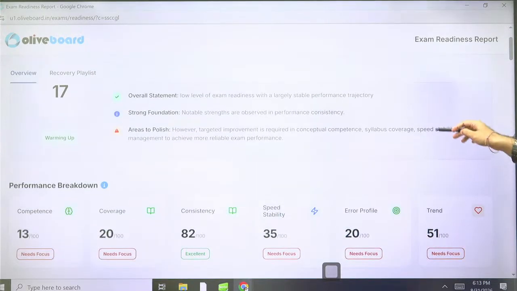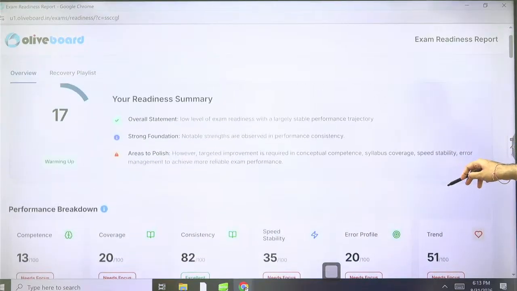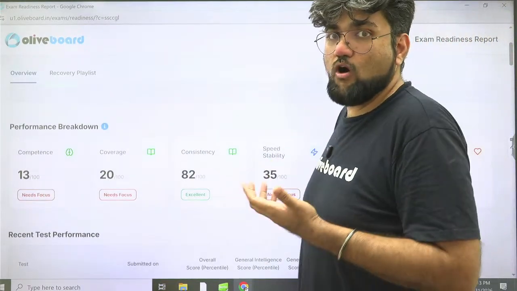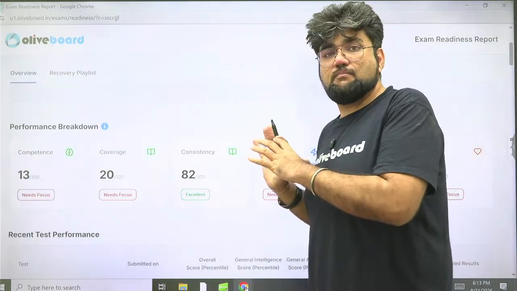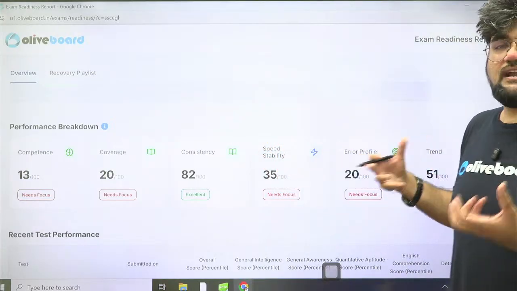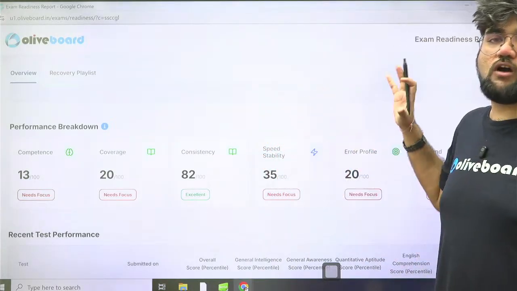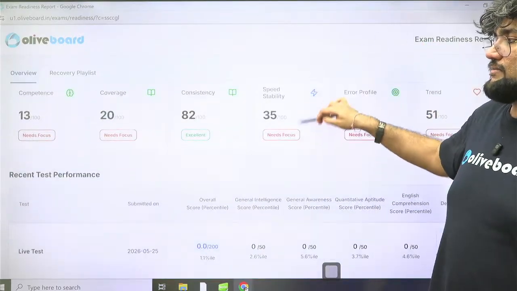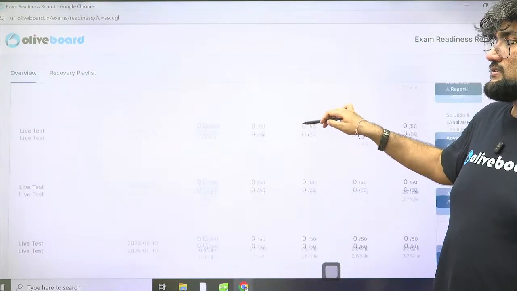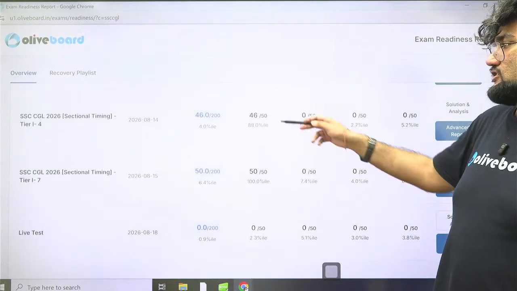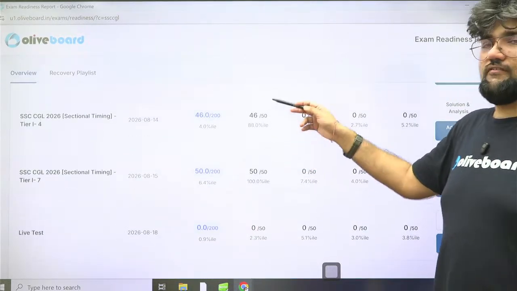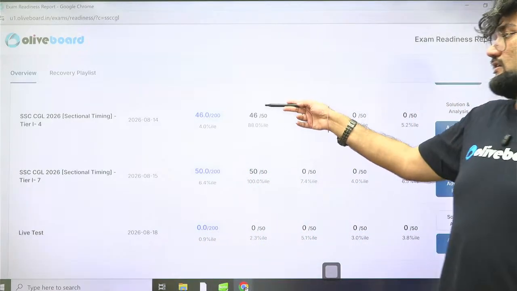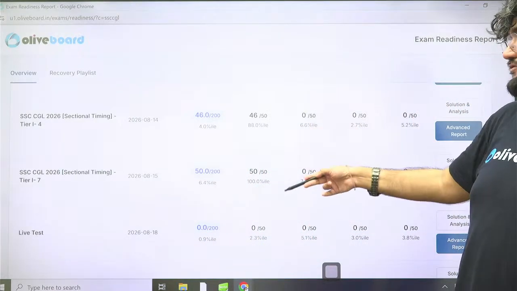There are a lot of calculations involved here, and this is a very dynamic score, so it will consistently change when you keep appearing for more and more mocks. And this is the complete setup, a comparative analysis of all your mocks which you have attempted on this platform so far. With this dummy account, I have attempted all these mocks here. You can see some live mocks. I have also taken some sessions on the Hindi YouTube channel, where I'm solving 15 minutes, 25 questions of previous year's reasoning sections. So you can see those papers also here.